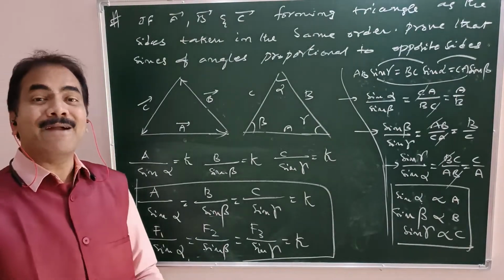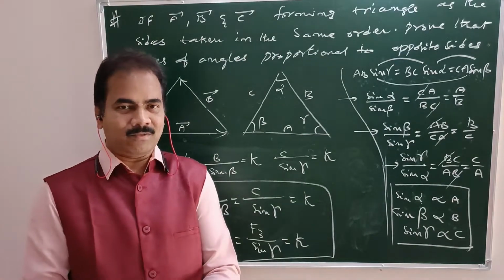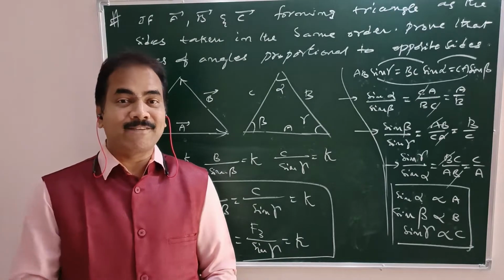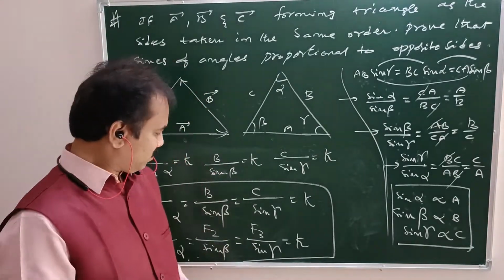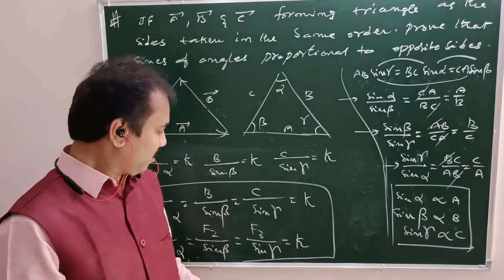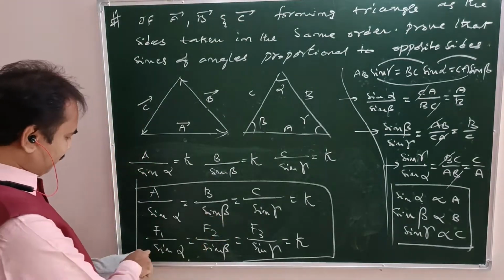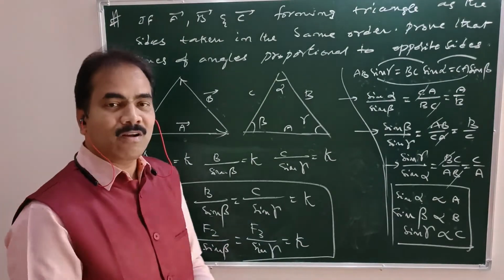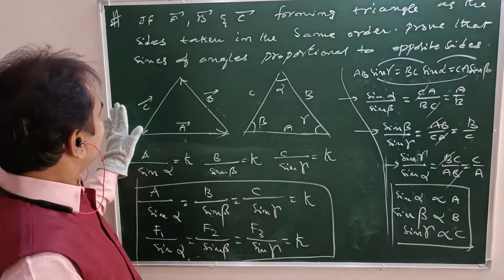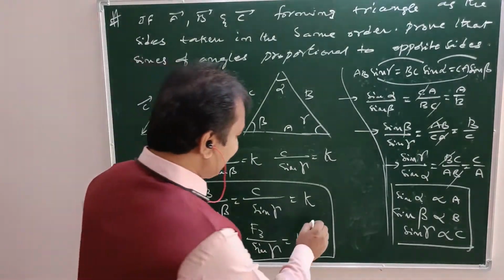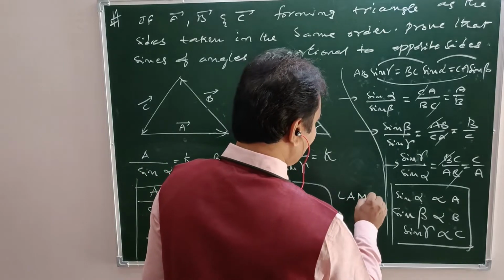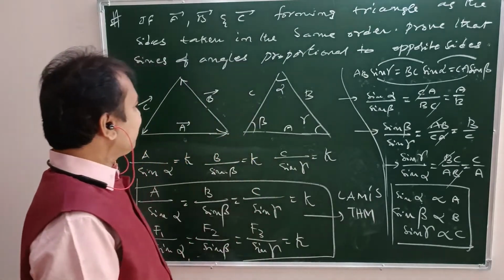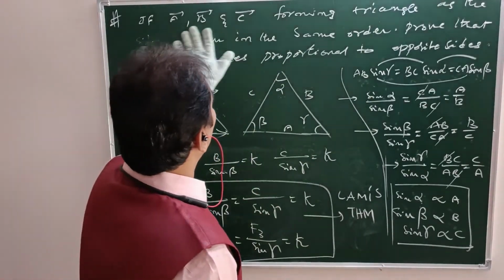This is in fact Lamy's theorem. The same will be familiar in coming classes while dealing with Newton's laws of motion. So sums can also be done in future topics. For the time being, accept the statement that F1 by sin alpha equals F2 by sin beta equals F3 by sin gamma equals a constant. So this is Lamy's theorem. Right? If three forces act, what is Lamy's theorem?